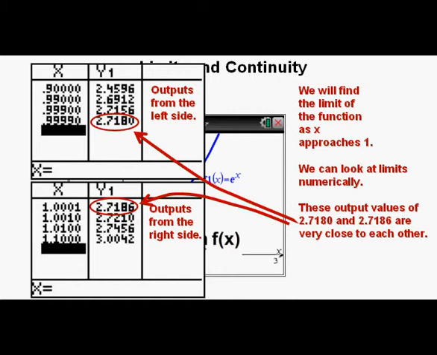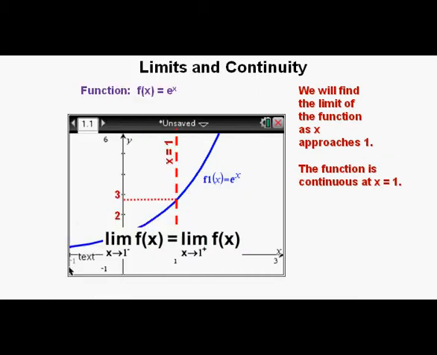With this information, we could split the difference between these two values and project a limit of or close to 2.7183, which is the average of 2.7180 and 2.7186. Now we'll evaluate this limit analytically.